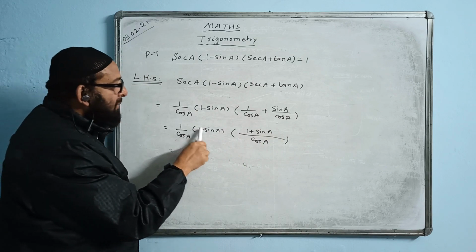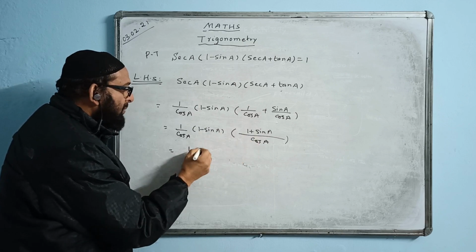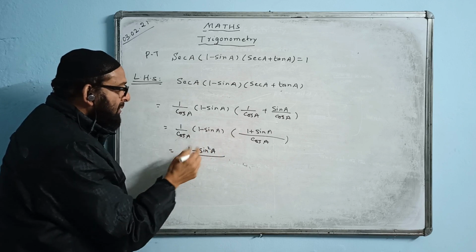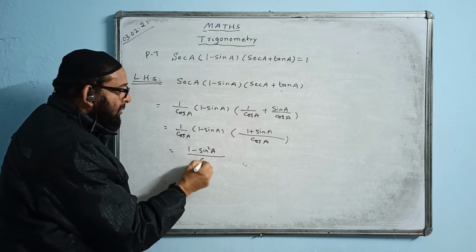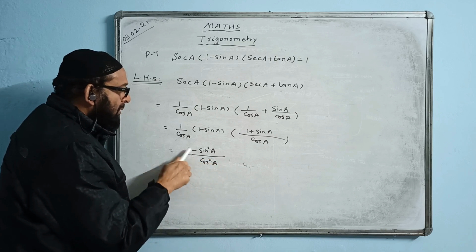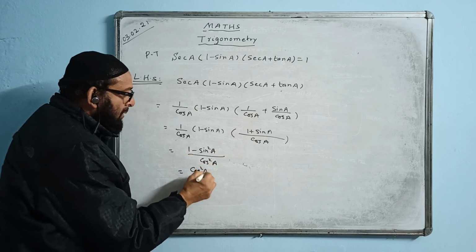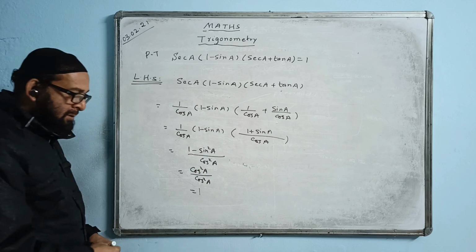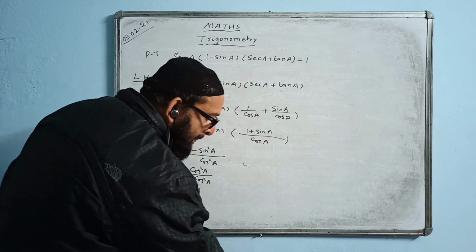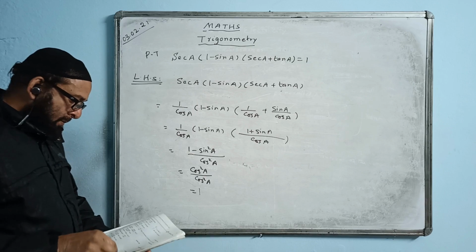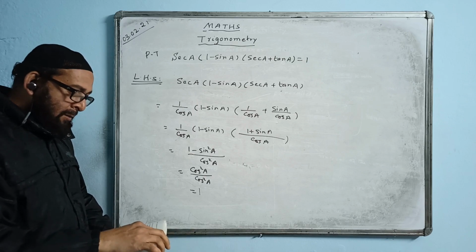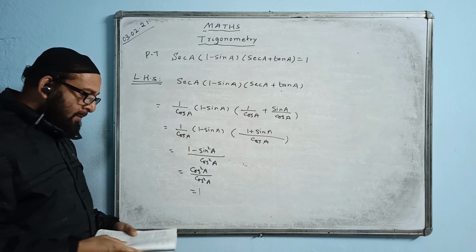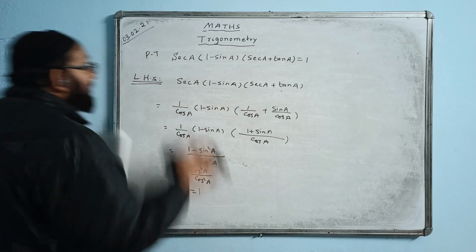We'll multiply this. A minus B and A plus B, the formula is A square minus B square. A is 1, 1 square is 1. B square is sin square A. Cos into cos becomes cos square A. 1 minus sin square A is cos square A. My cos square A cancels. Done. Next question.